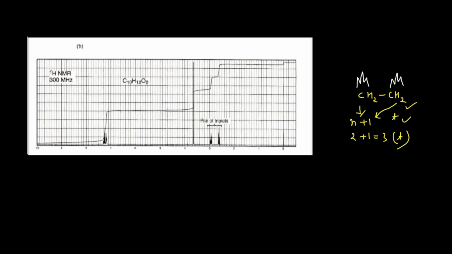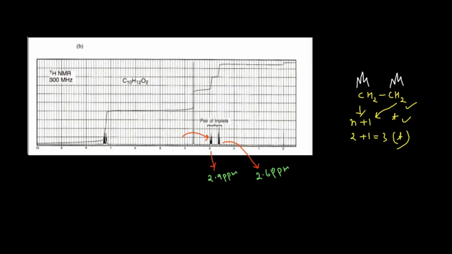But this one is basically your downfield signal. Chemical shift for this one is somewhere around 2.9 ppm. And for this one it is somewhere around 2.6 ppm. So there is not much difference between the chemical shift of these two.